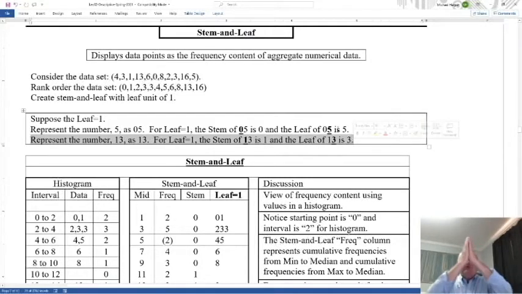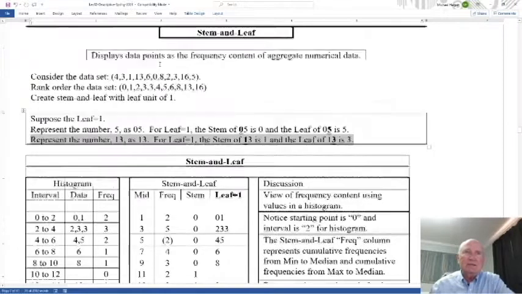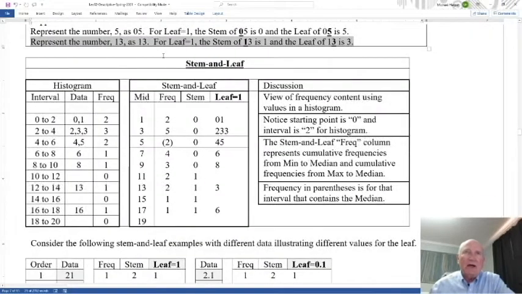So the leaf, you have to identify the leaf in a stem and leaf graph. Whatever that leaf is, that's what you're going to be using to represent the histogram. So let's take this data set, the rank order data set, bring it down here, and notice how I do this. Here's the interval, and notice the intervals now. The starting point is 0. The interval is 2. Okay, we count the lower end, we don't count the upper.